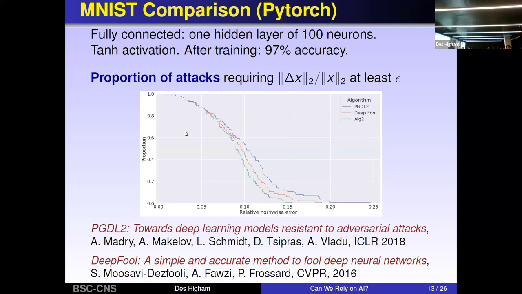And these are three different algorithms. PGDL2 and DeepFool are standard algorithms built into PyTorch. And AL2 here is the one I just described. Lower is better in this picture. So this backward error version is at least as good as the standard algorithm. It's very similar, does something at least as effective as the standard algorithms.